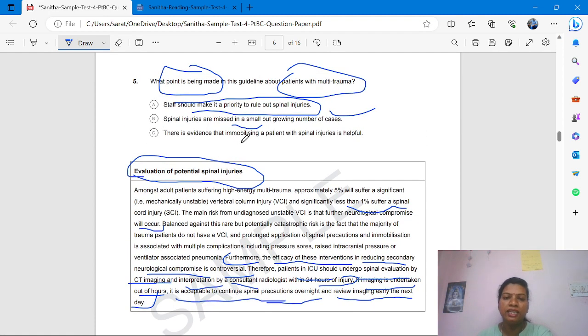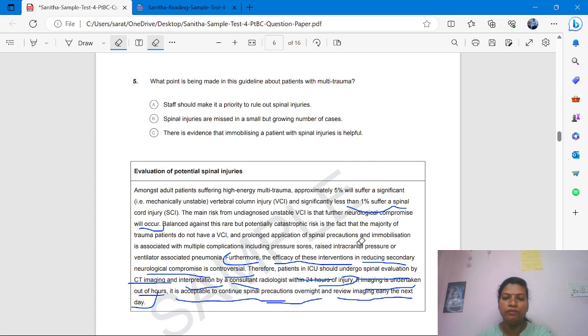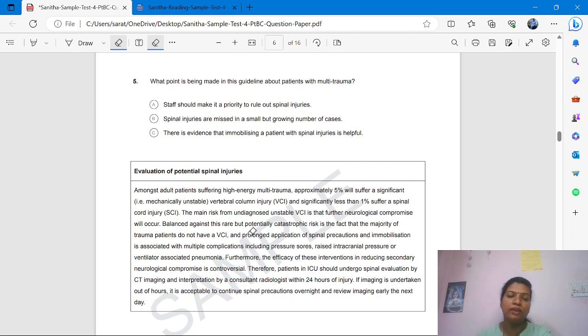There is evidence that immobilizing a patient with spinal injury is helpful. Is there any evidence? Because if we follow, we immobilize the patient. There is evidence that immobilizing a patient with spinal injury is helpful, but the paragraph is not saying anything about it. For what is the priority pointing? What is it pointing? Main priority. We have to find the main point. We have to answer the question, not from our own thought.